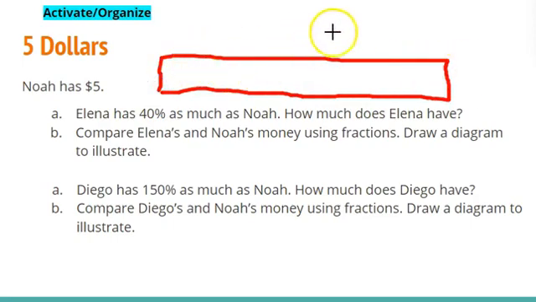We know this whole thing is $5, right? This is what Noah has. Elena has 40% as much as Noah. Okay, so we have to break this up into equal parts. 40% is not going to be very easy to break down in this. We can break this into 5 groups of $1, though, couldn't we?